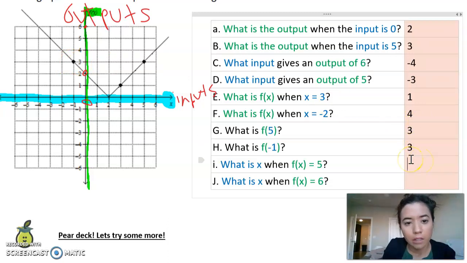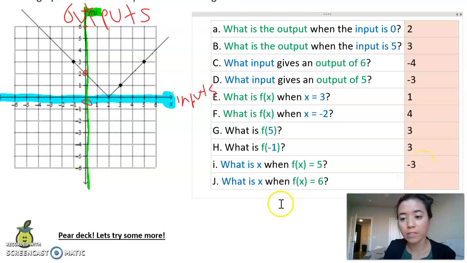Okay, keep on rolling here. What is x when f of x equals 5? So when f of x, that's my green one, when that equaled 5, what is x? So again, now I'm going to move left or right from here. And my x value was -3.